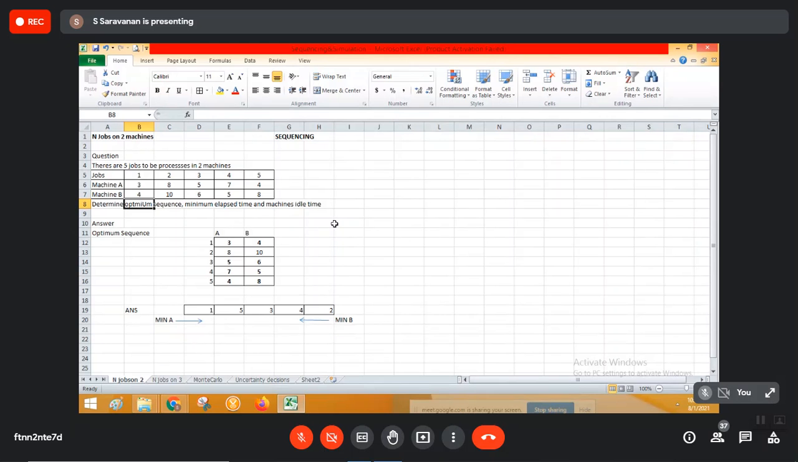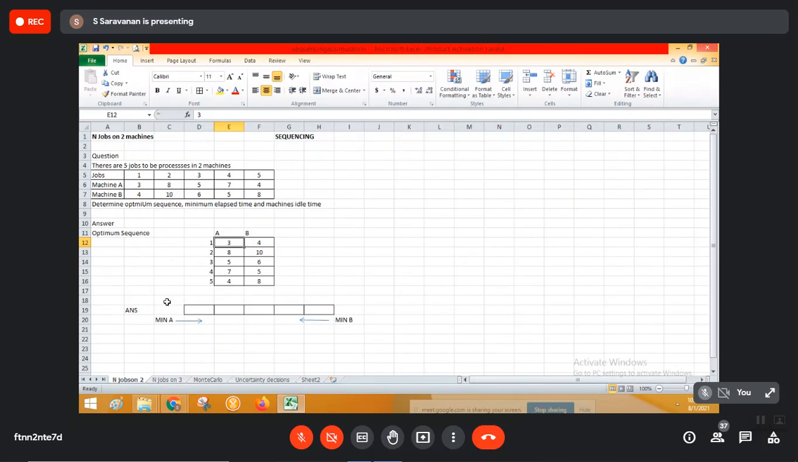Sir, can you explain how you arrived at that 1, 5, 3, 4, 2? Okay, fine. So of these numbers 3, 4, 8, 10, 5, 6, 7, 5, 4, 8, the minimum number is 3, right? So 3 is corresponding to which specific machine? A, right? So if it is corresponding to A machine, your sequencing should start from the left hand side.